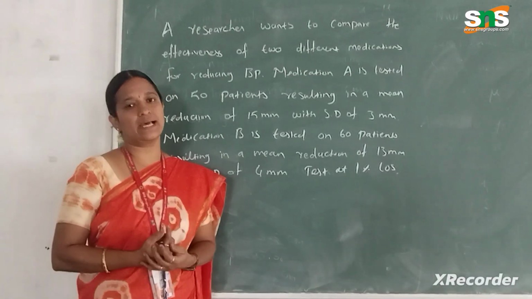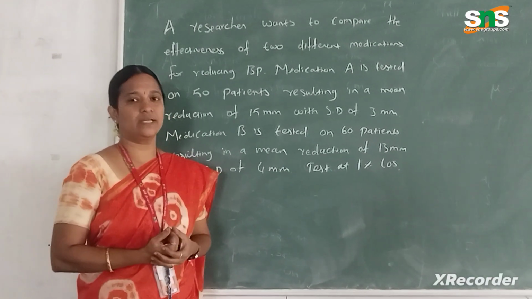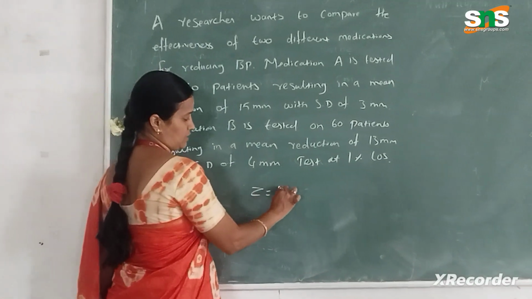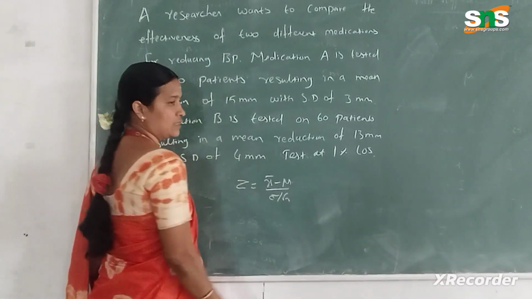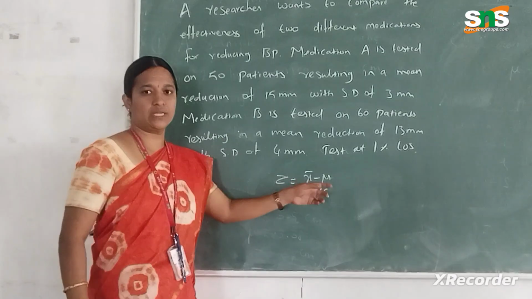So what we discussed in the last class was a single mean where the standard deviation is given. So what is the formula? z is equal to x bar minus mu by sigma by root n. So this is the formula for single mean. Substitute all the values and compare the calculated value with your table values.